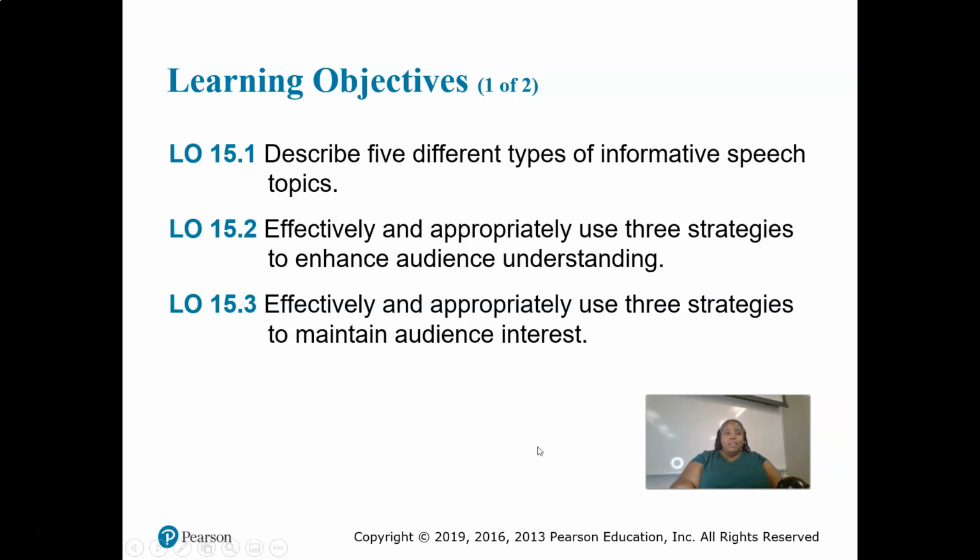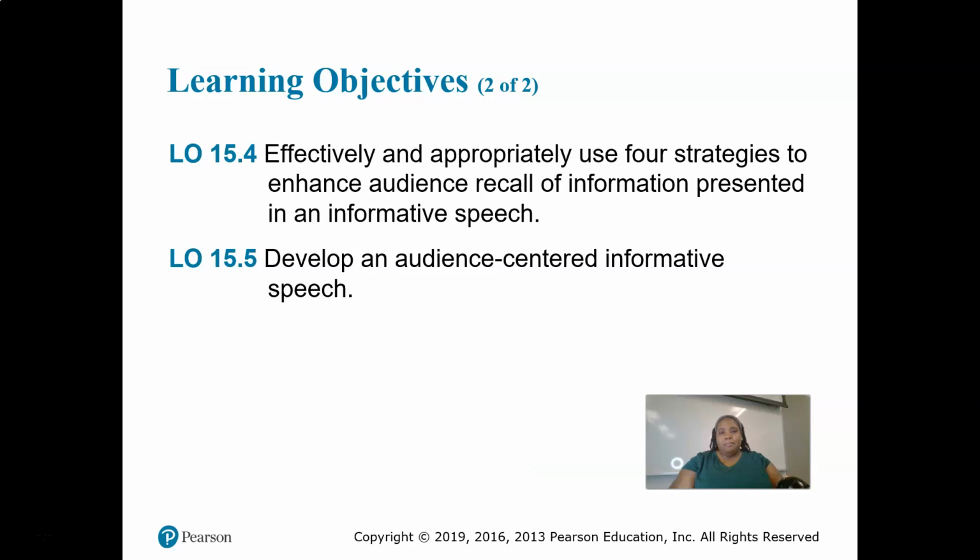Okay, today we're going to talk about the different types of informative speeches, how to use different strategies, and how to maintain the audience's interest. How to appropriately use strategies and be audience-centered.